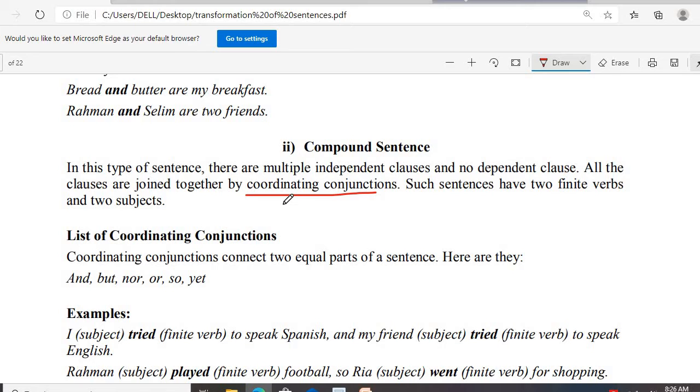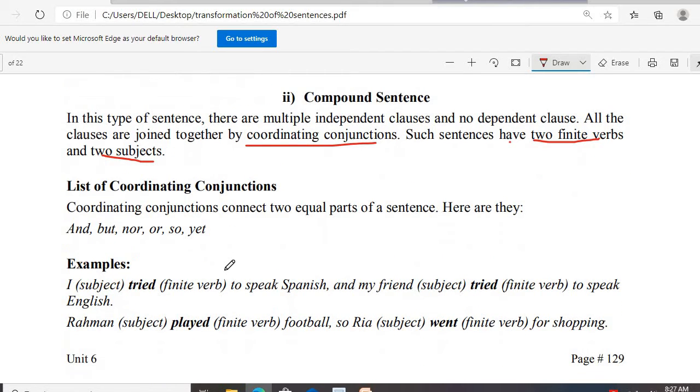That type of conjunction is called a coordinating conjunction. Coordinating conjunctions are used in compound sentences, and a coordinating conjunction will join two or more independent clauses or principal clauses. Such sentences have two finite verbs and two subjects. In a compound sentence, there must be two finite verbs and two subjects.